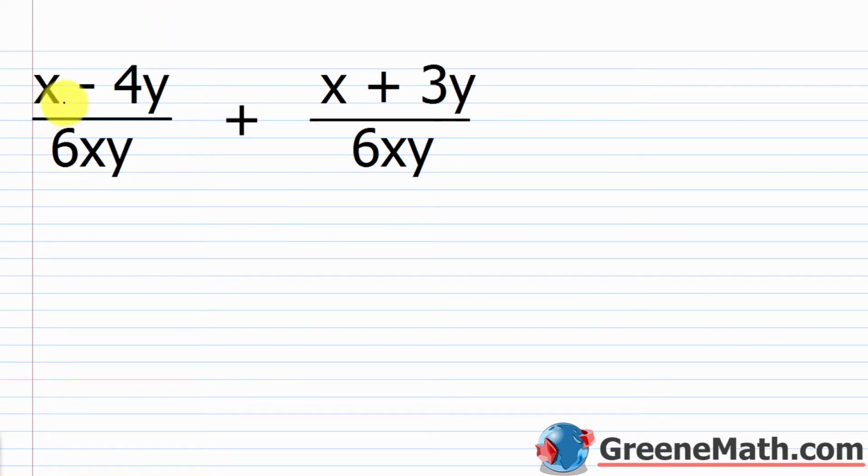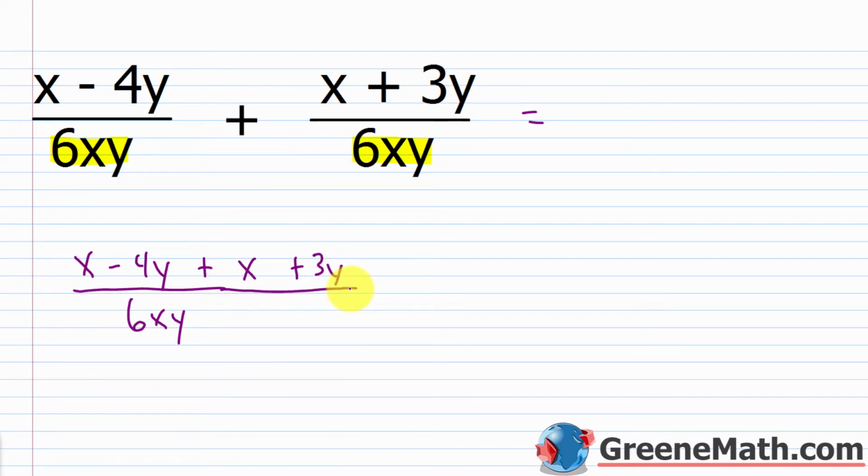So let's suppose we see (x minus 4y) over 6xy plus (x plus 3y) over 6xy. So your denominator is the same. You have 6xy and 6xy. Just like when we work with fractions, if the denominator is the same, keep the denominator the same. So for the answer, I'm just going to keep 6xy in the denominator, and I'm just going to add the numerators. So I would have x minus 4y. It's addition, so I'm just going to put plus and then write x plus 3y.